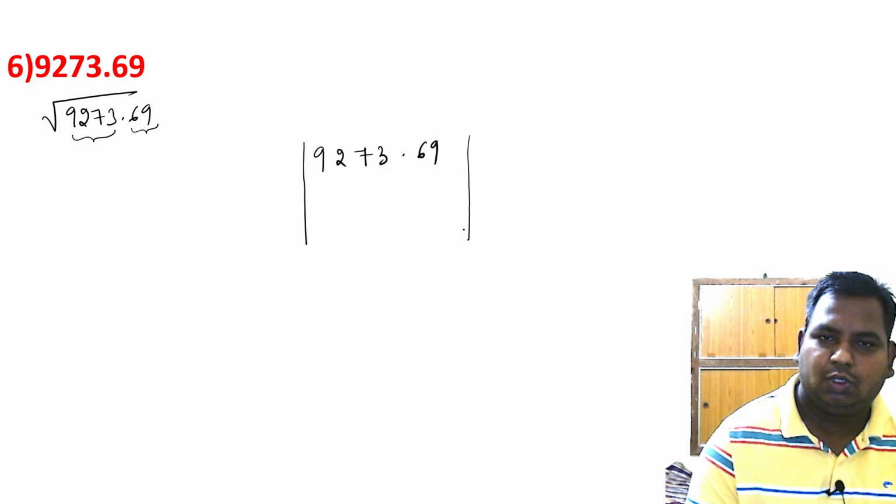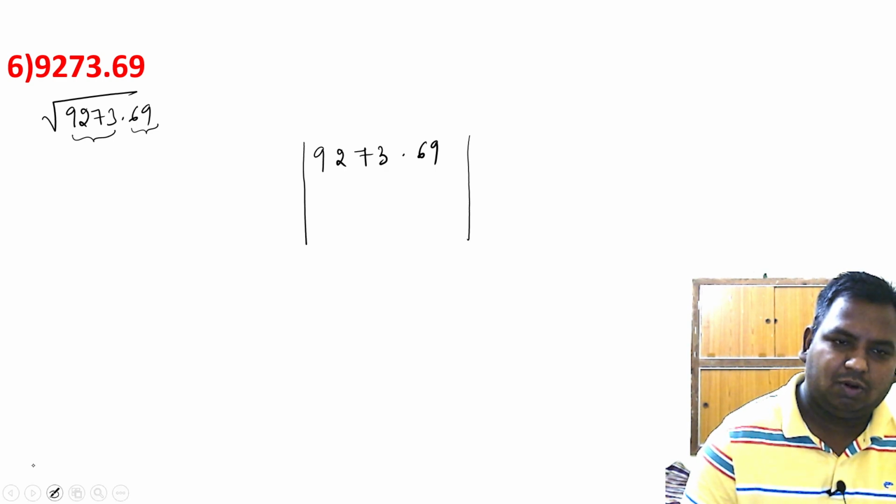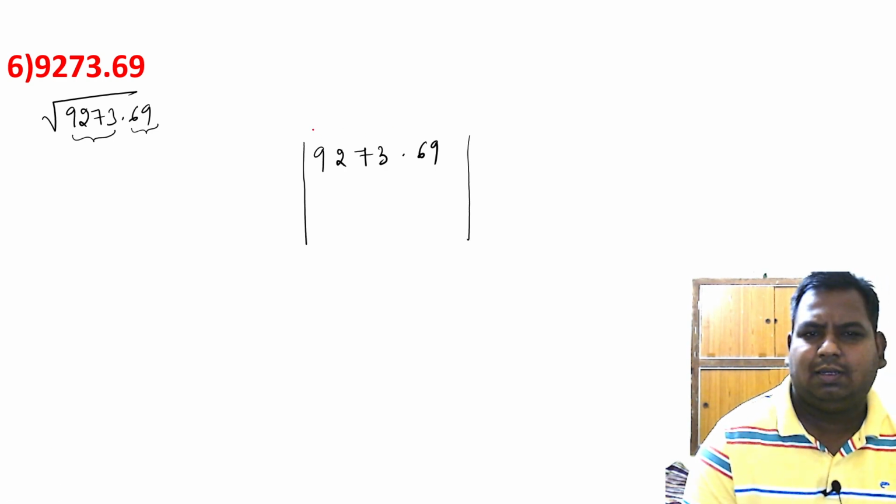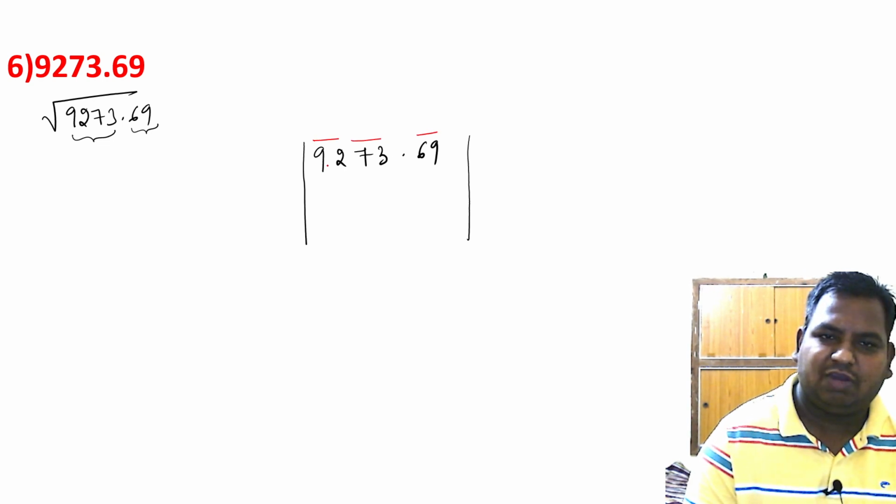Okay. So we have to place bar on 2 digits. Place bar on 92, place bar on 73, place bar on 69. We have 92 here.